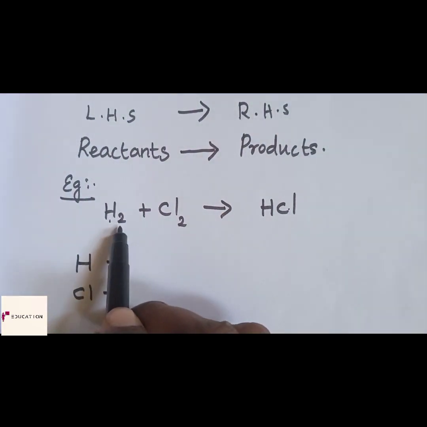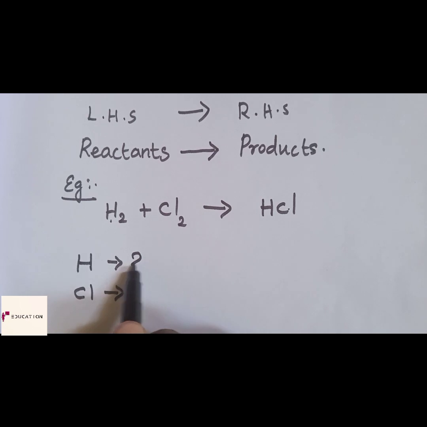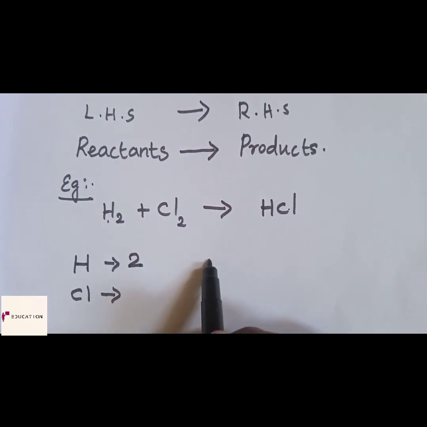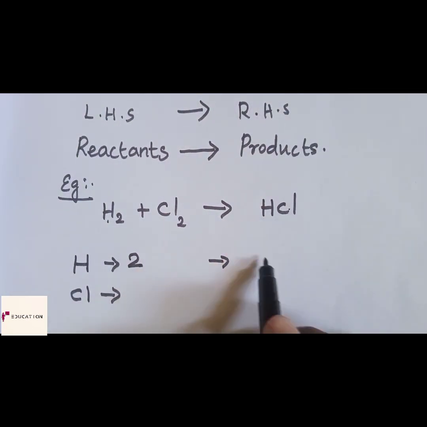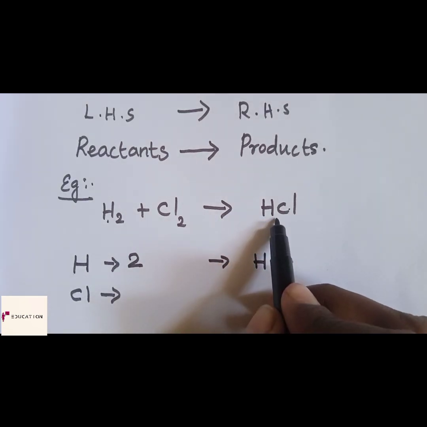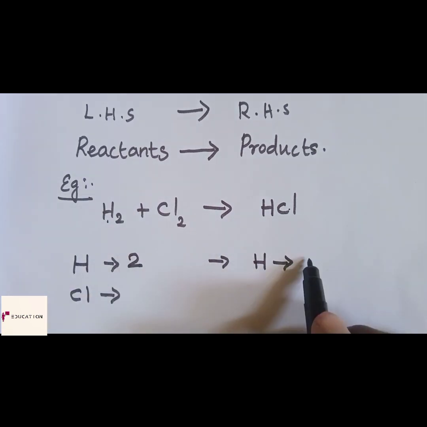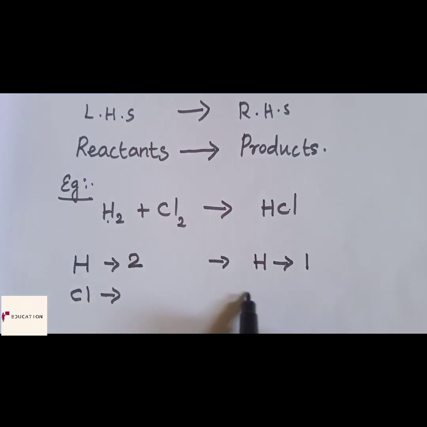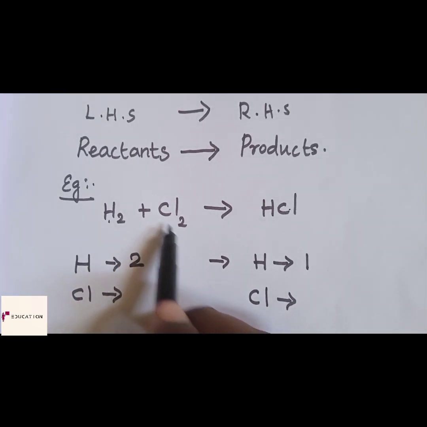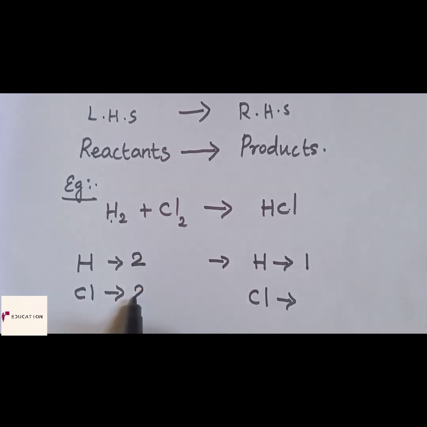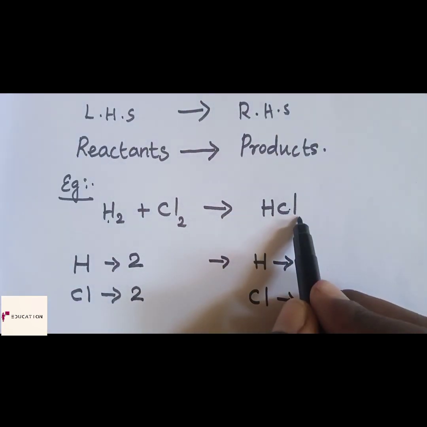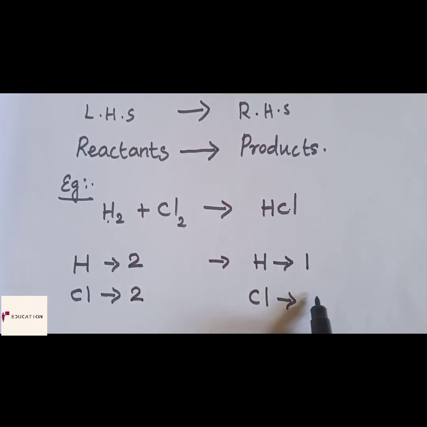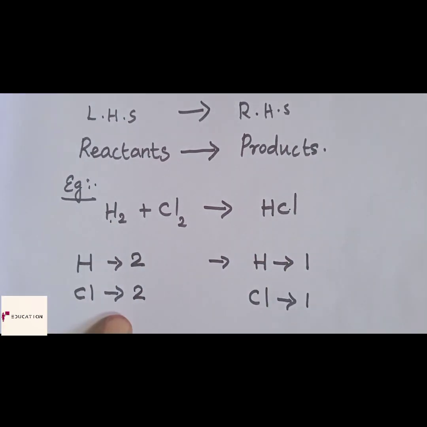2 hydrogen atoms. So look at that, 2 hydrogen atoms. And on the right side, hydrogen atom, how many atoms are there? Here nothing is there, so it represents 1. And next chlorine. Look at the left side for the chlorine, 2 chlorine atoms. In the right side nothing is there, so it represents 1. So left side 2, right side 1, left side 2, right side 1.